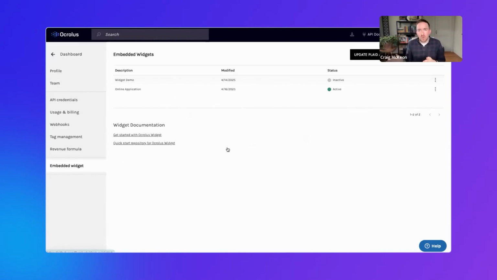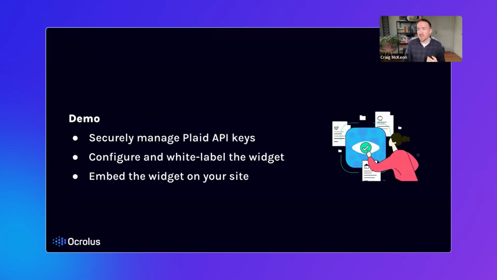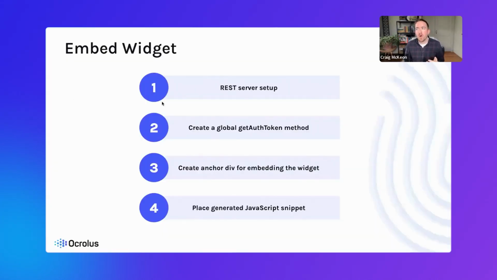So from the dashboard perspective, you've created your widget, you've customized your branding, everything looks good. We'll move on to the next step. So this is where you will want to work with your IT or web team to go through 4 steps so that you can get your widget on your online application or on your website.